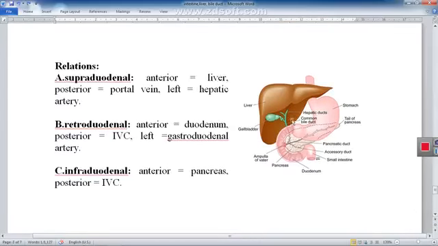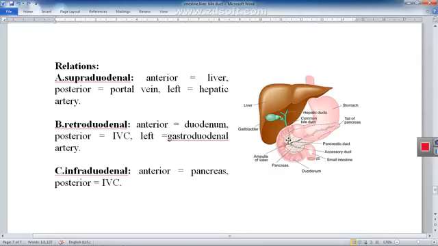Therefore, we must say something about the relations of the common bile duct. As we said, the common bile duct is formed of supraduodenal, retroduodenal, infraduodenal, and intramural parts. The supraduodenal part of the common bile duct is related anteriorly to the right lobe of the liver, behind it is the portal vein, and on the left side is the hepatic artery. The retroduodenal part is related anteriorly to the first part of the duodenum, posteriorly to the inferior vena cava, and on the left side to the gastroduodenal artery.